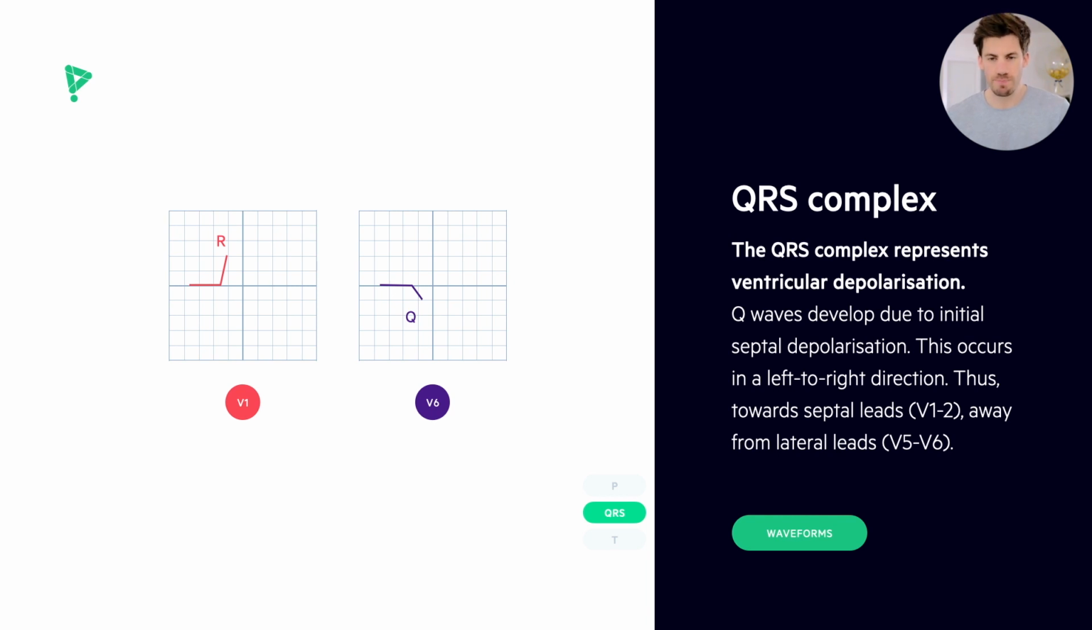So in V1, with our depolarization going from left to right, it goes towards V1. Initially that's an upward deflection, so we get an R wave over a Q wave. Whereas in V6, from left to right, it's going away from lead 6, which is right round in the axilla. Therefore we get an initial negative deflection. That's really important. That's why we develop those Q waves, because initially we're getting septal depolarization first. And then the rest of the QRS complex is made up depending on whether it's going towards or away from the leads.